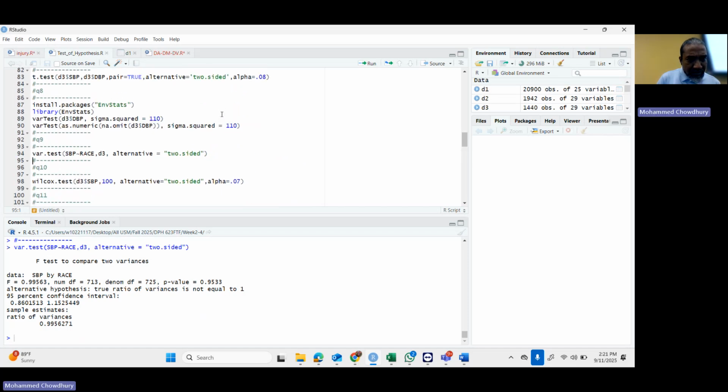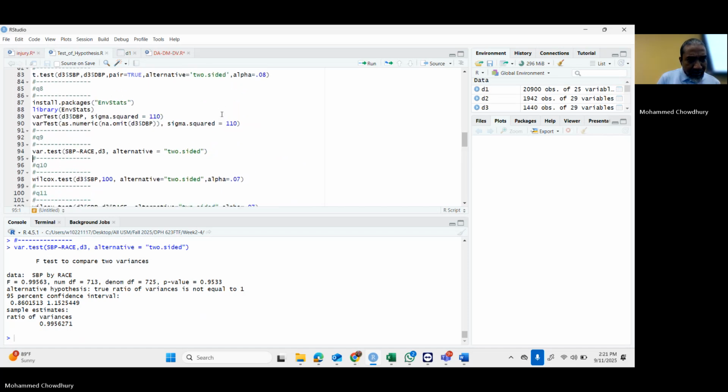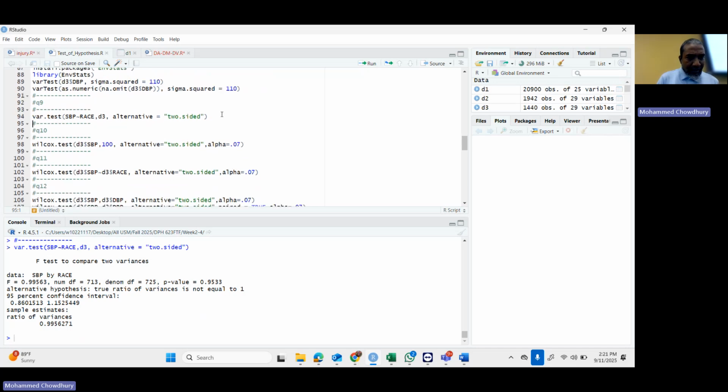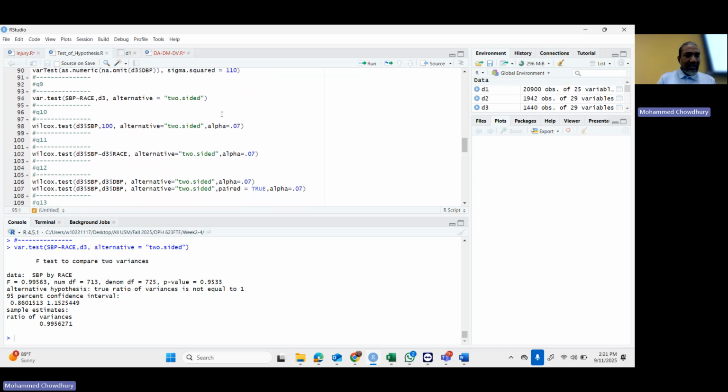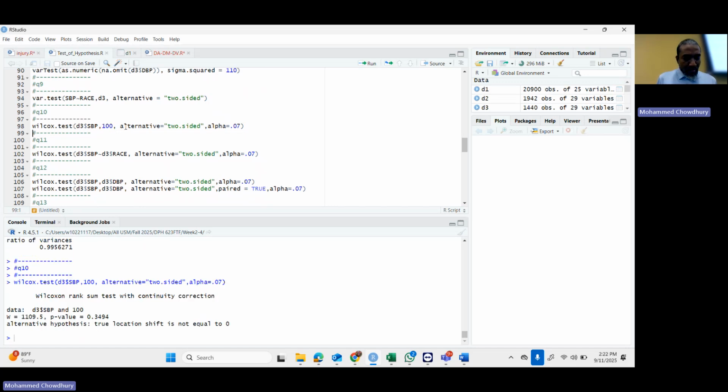Okay, that one for some reason was ignored in here. Okay, I will add this later. Okay, so now I want to test whether the median of the SBP is 100 or not. That is question number 10. If I run this, I will get this value. Our p-value is 0.34. So that means we found that the median of SBP is 100. That is true, and we fail to reject the null hypothesis.